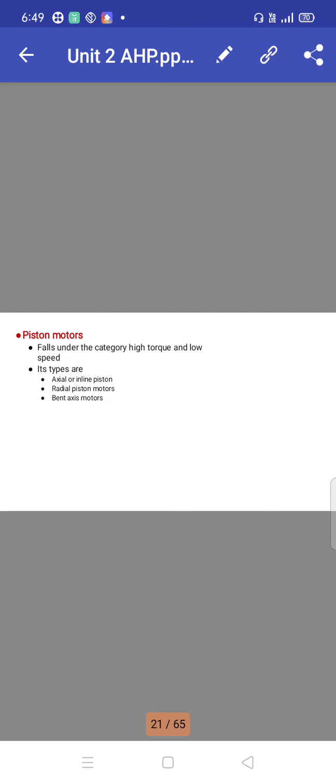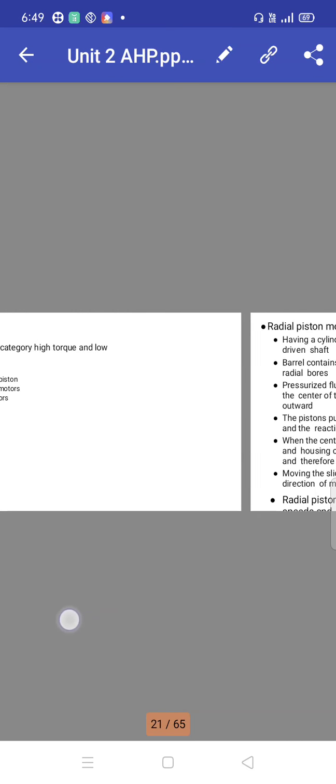Piston motors fall under the category of high torque and low speed. Its types are axial or inline piston, radial piston, and bent axis motors. So when we need a high torque motor, we use piston motors. That is the concept here.